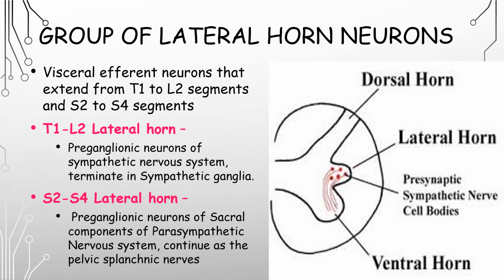And neurons present in the S2 to S4 lateral horn are preganglionic neurons of the sacral component of the parasympathetic nervous system, and their axons leave the spinal cord through the ventral nerve roots to reach the spinal nerves. They leave the spinal nerves as the pelvic splanchnic nerves, which are distributed to some of the viscera in the pelvis and the abdomen.